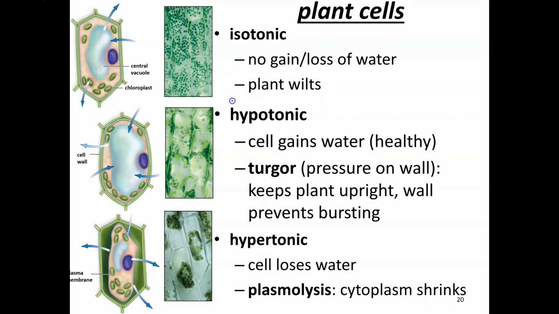In plant cells, the same process can occur, but because plants have a cell wall, that cell wall protects them. When a lot of water moves in in a hypotonic solution, the pressure in the cell increases, but the cell wall keeps the cells from bursting. That is known as turgor pressure, and it is what allows plants to stay upright. But in hypertonic solutions, plants still dehydrate because the water leaves, and the cytoplasm moves away from the cell wall. That's called plasmolysis.